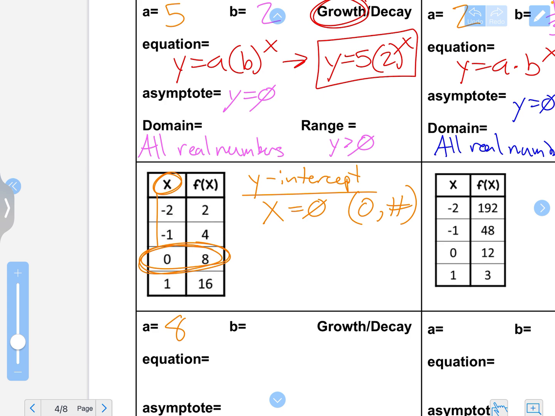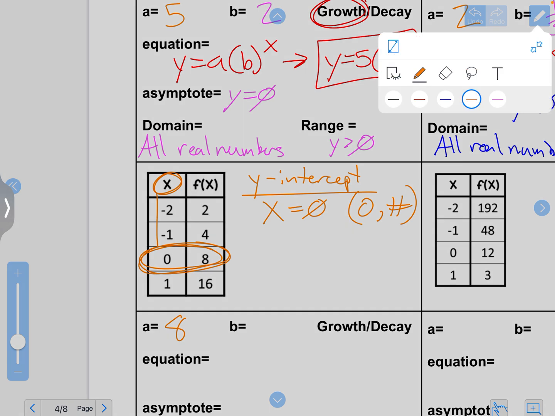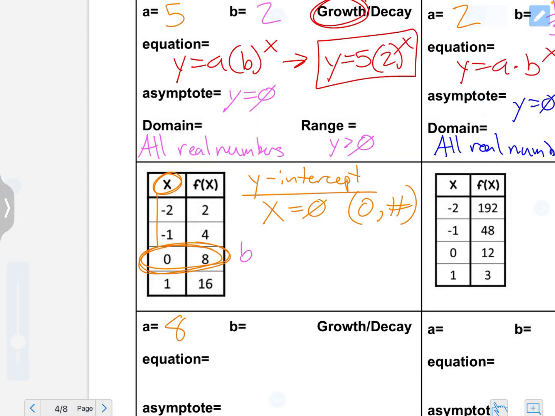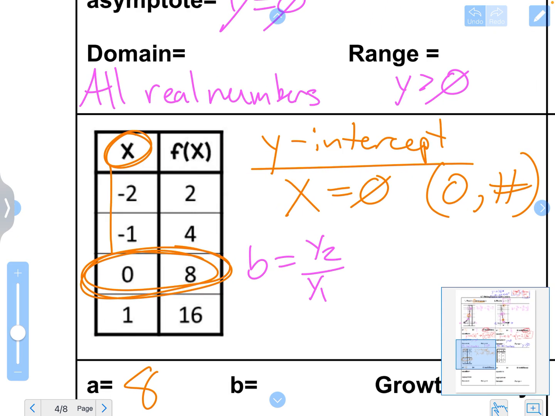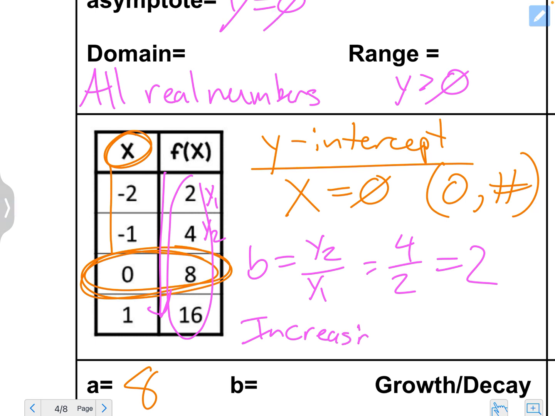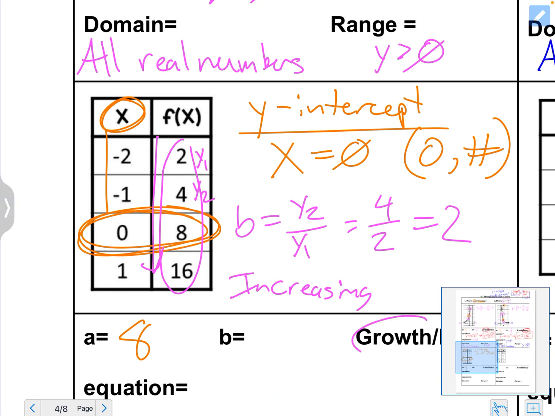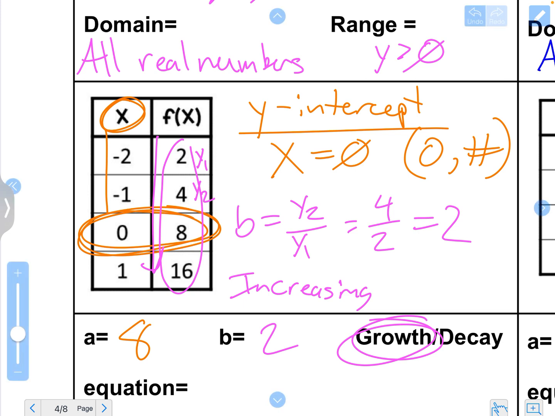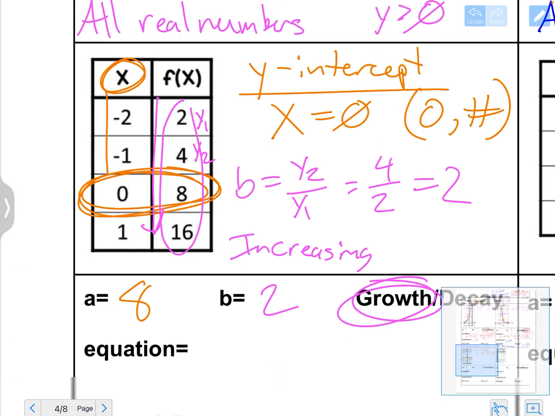So now we need to find our b. Our b is still y2 divided by y1. And again, when they give us a table, things become real easy. The first value is y1. The second value is y2. So we're going to go 4 over 2, which gives us 2. And if we look at these numbers and we go down our table, we know it's increasing, which means we know our graph is growth. And because our b is greater than 1, that is true.